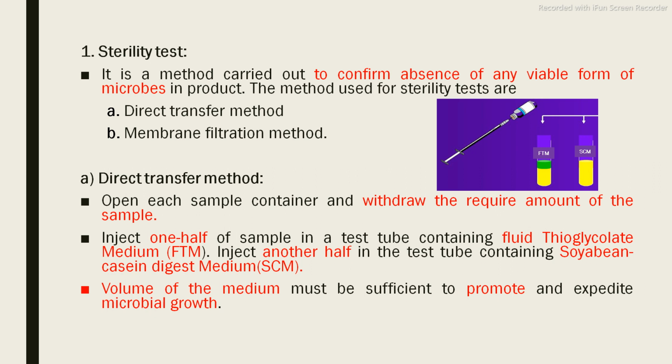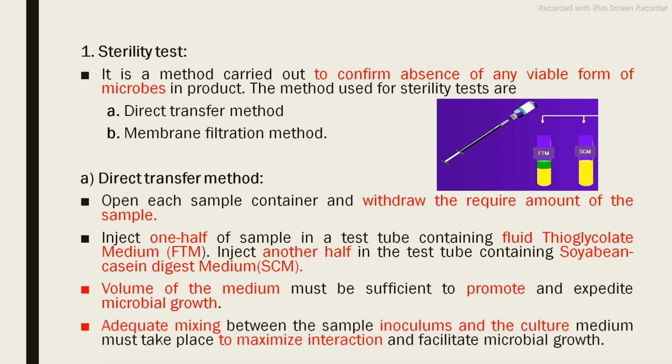The volume of the medium must be sufficient to promote and expedite the microbial growth. We have to add a sufficient quantity of your parenteral preparation, because these parenteral preparations are terminally sterilized, or may contain some antimicrobial agent. So if there is a presence of any single microorganism, a small quantity of sample may not give sufficient results. In order to get the desired effect, you have to take a larger quantity of parenteral preparation. You can say near about 4 to 5 ml of the sample is required to get the desired results.